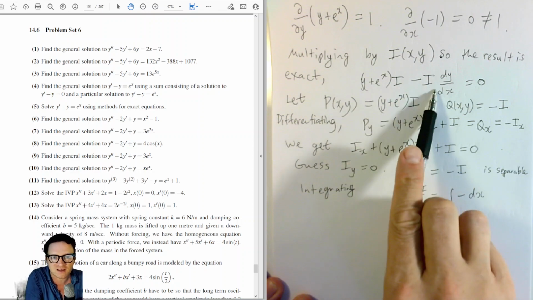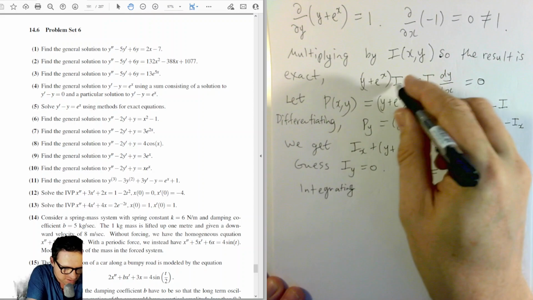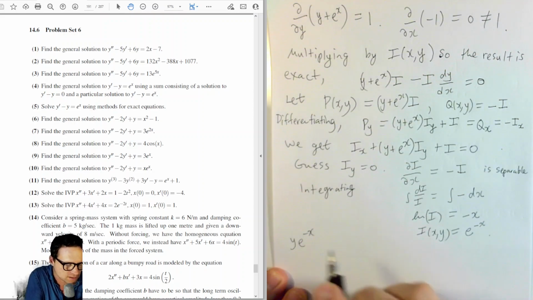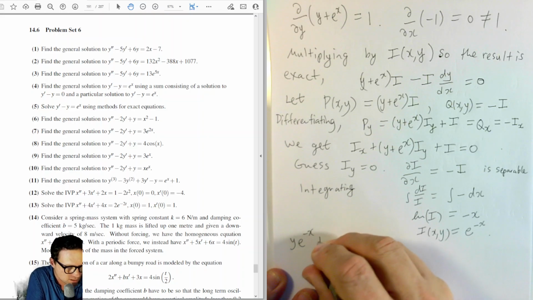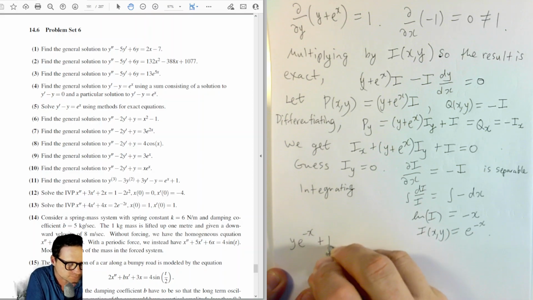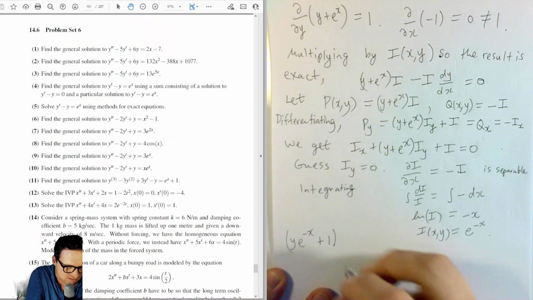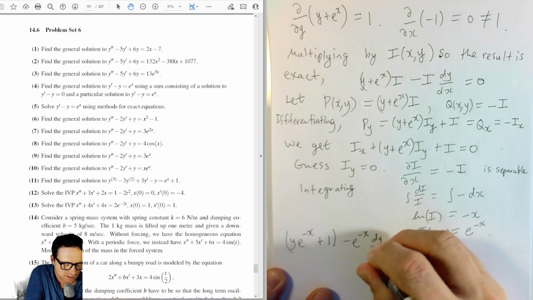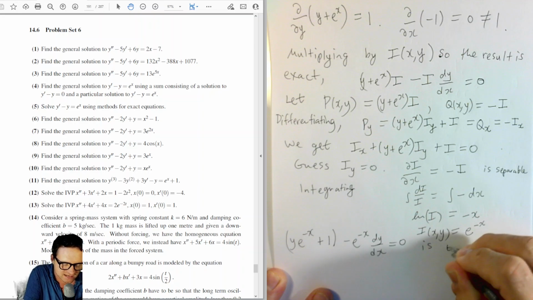So now what we have found is that e to the minus x is our I. So we come back to this and expand this out here. So we have y e to the minus x. Now e to the x times e to the minus x is 1. So plus 1. And then minus e to the minus x dy on dx equals 0. This is exact now.